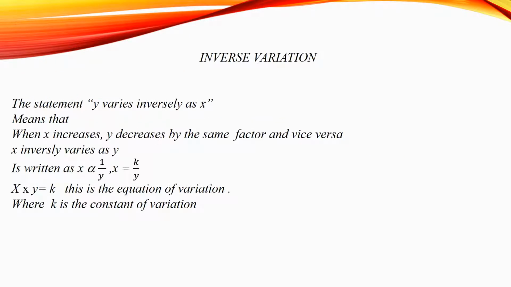Now let us see what is inverse variation. The statement y varies inversely as x means that when x is increasing, y decreases by the same factor, and vice versa. x inversely varies as y is written as x directly proportional to 1 by y, or x is equal to k upon y. Here when we cross multiply, x multiplied by y, we get k. This is the equation of variation, where k is the constant of variation.